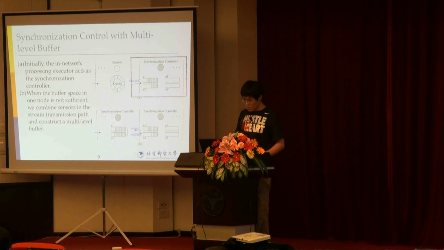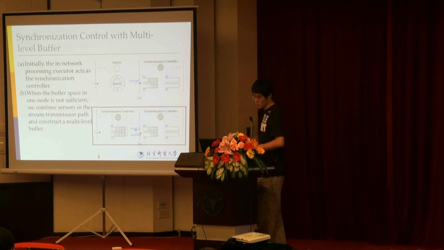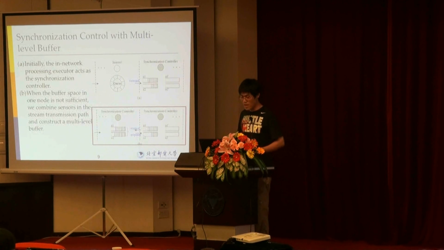When the network state is poor, a large buffer is required to reduce the serious jitter. So in this case, a single sensor can hardly undertake this problem. So in this case, we will combine several sensors in the stream transmission path and construct a multi-level buffer.